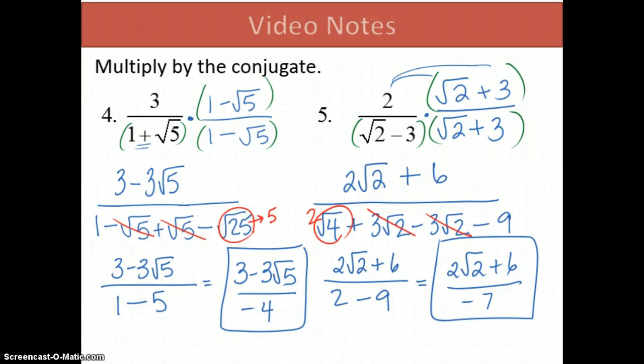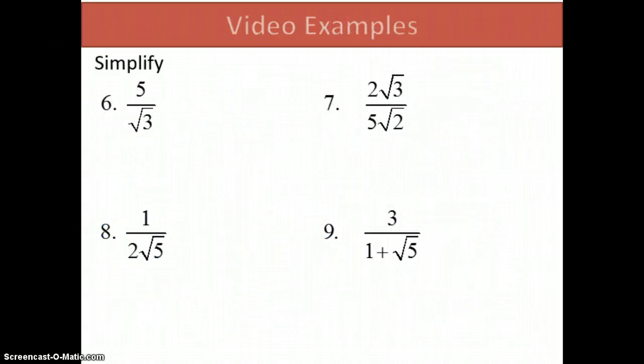The end of notes. Now you have examples. So work through these 4 examples and we will go over them together and put the answers up in class tomorrow. Good luck and enjoy.